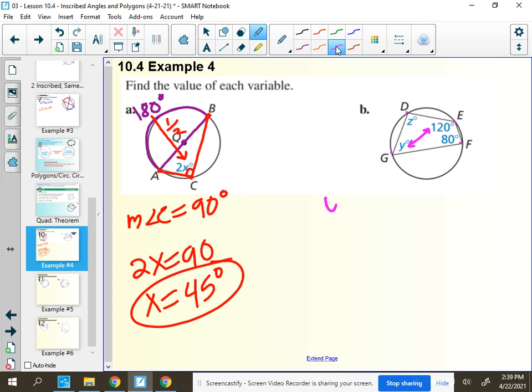So y would have to equal 60 degrees because 60 plus 120 is 180. And then z would have to equal 100 because 100 plus 80 is 180. So we're going across. They're not the same. They're not congruent. They're supplementary.